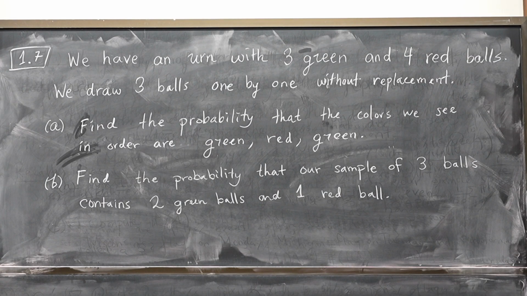All right, today we're going to solve this problem. We have an urn with 3 green and 4 red balls. We draw 3 balls one by one without replacement. Part A asks us to find the probability that the colors we see in order are green, red, green. And part B asks us to find the probability that our sample of 3 balls contains 2 green balls and 1 red ball.